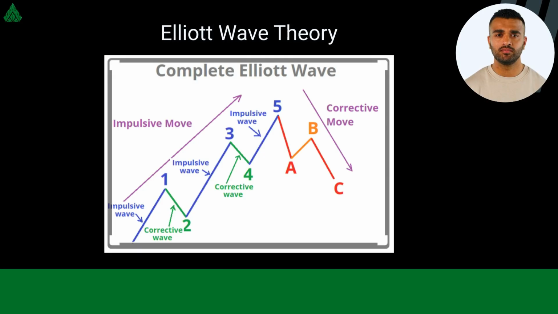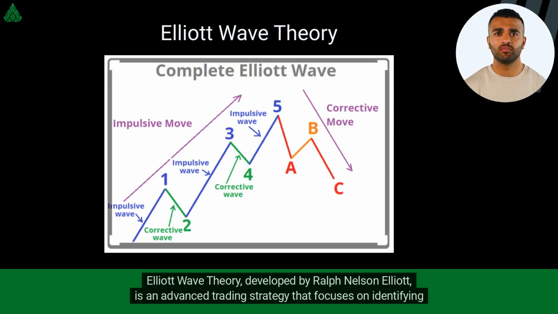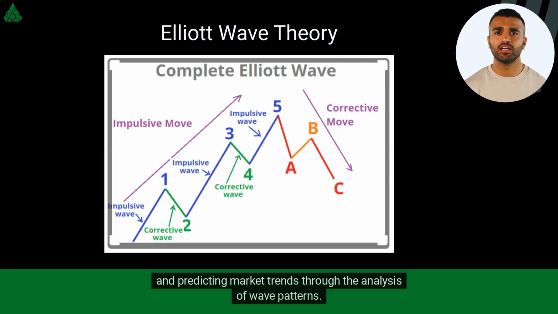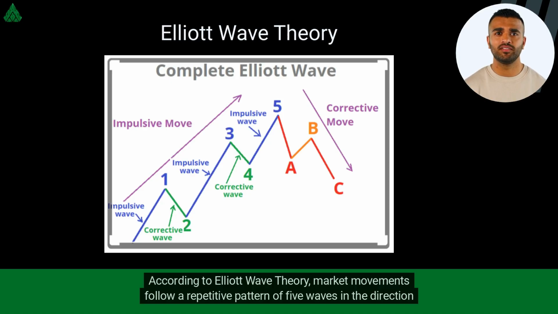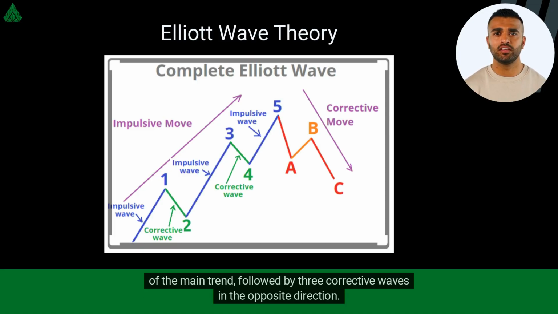Elliott Wave Theory. Elliott Wave Theory, developed by Ralph Nelson Elliott, is an advanced trading strategy that focuses on identifying and predicting market trends through the analysis of wave patterns. According to Elliott wave theory, market movements follow a repetitive pattern of 5 waves in the direction of the main trend, followed by 3 corrective waves in the opposite direction.